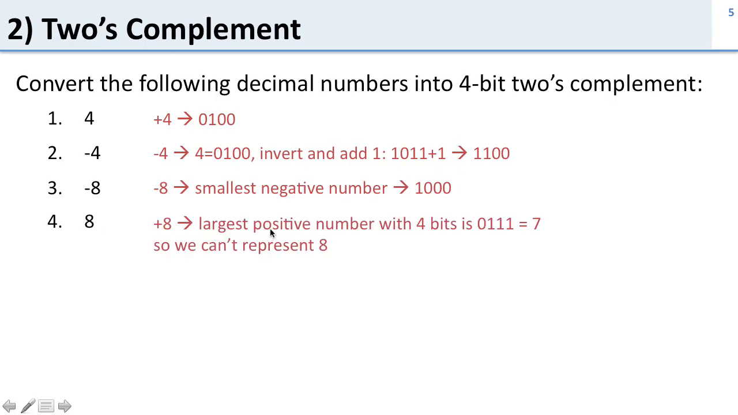How about positive 8? So positive 8 is a problem because the largest positive number we could get is if we don't set the first bit and then we set all the rest to 1. So this is 4 plus 2 plus 1, which is 7. So the largest number we can represent with 4-bit 2's complement is 7, so we can't represent 8 here.